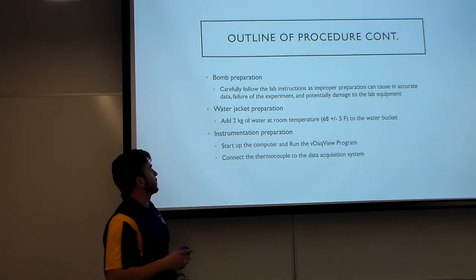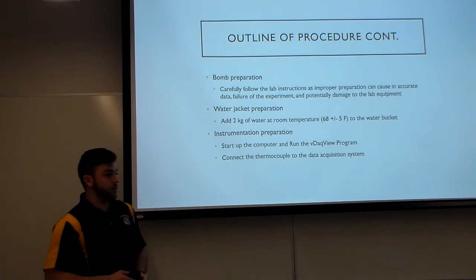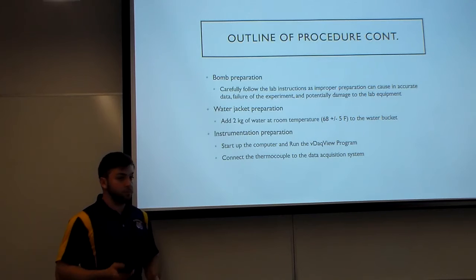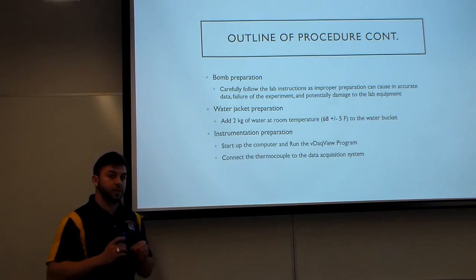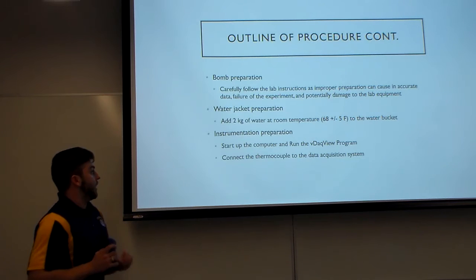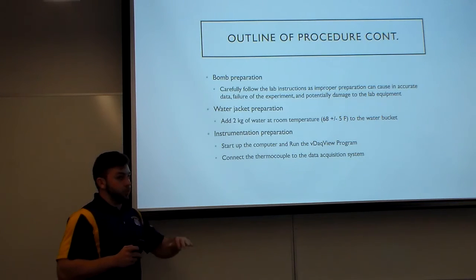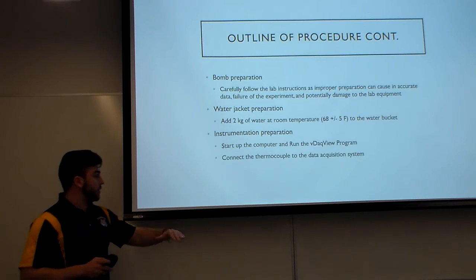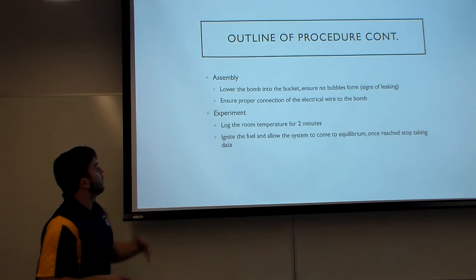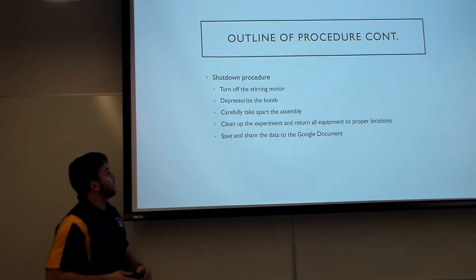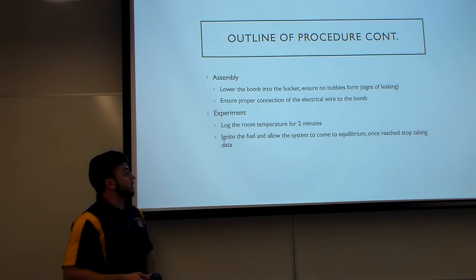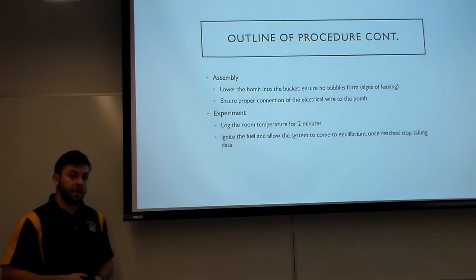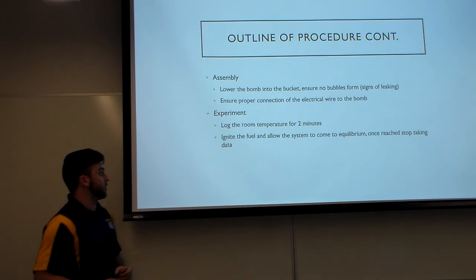Outline of this procedure. So bomb preparation is critical along with the water preparation. We don't want to add too much water. We don't want to add too much sample. We want to make sure that we're at a value that is at room temperature to get a baseline reference. The assembly of the bucket is very important. We don't want any bubbles to form when we drop the bomb in. That can give us inaccurate results as well.